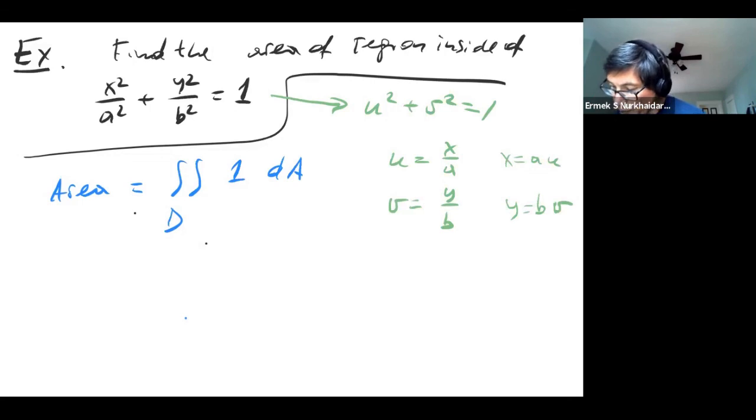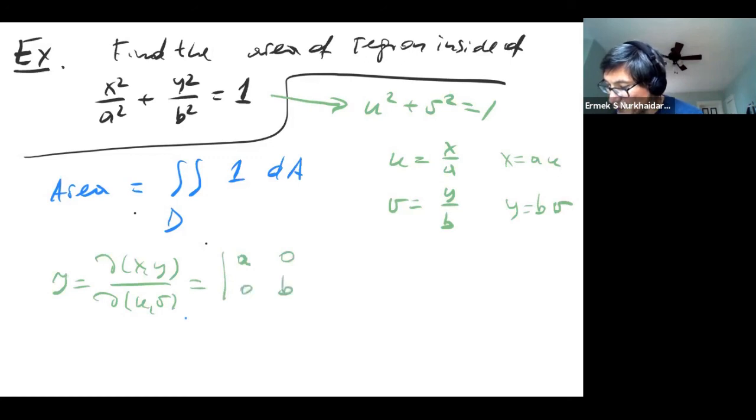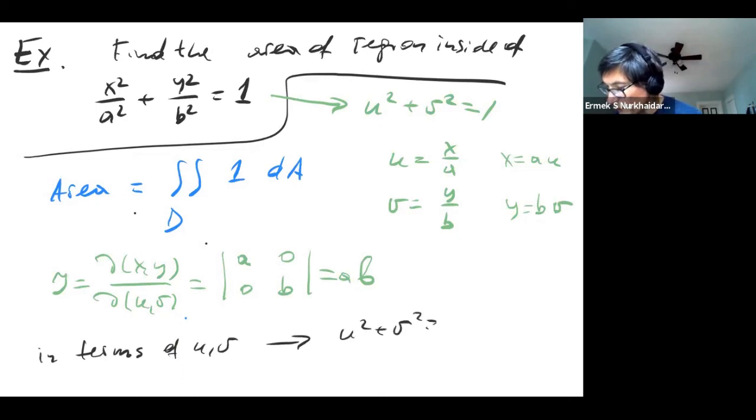So we can easily calculate the Jacobian here. Partial derivative of x with respect to u, partial derivative of y with respect to u, and partial derivative of y with respect to v. We get a, 0, 0, b, so a times b. So in terms of u, v, our region again becomes u squared plus v squared equals 1. That's the new region, let's call it E.